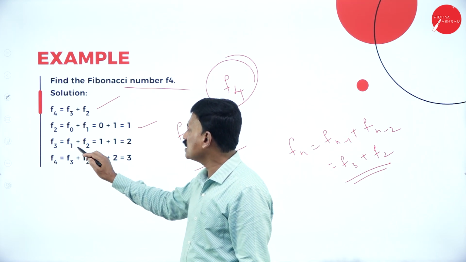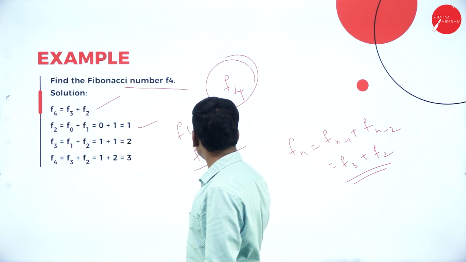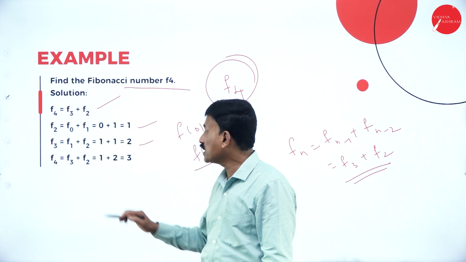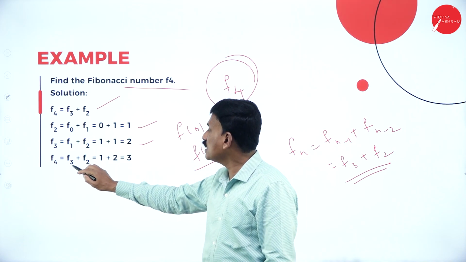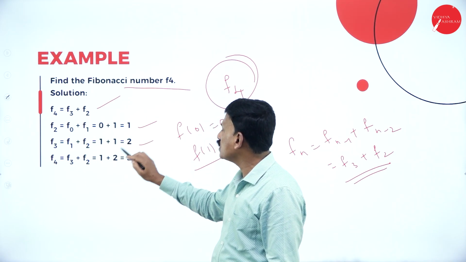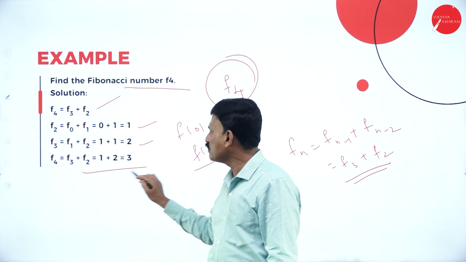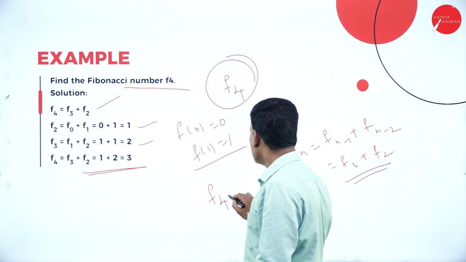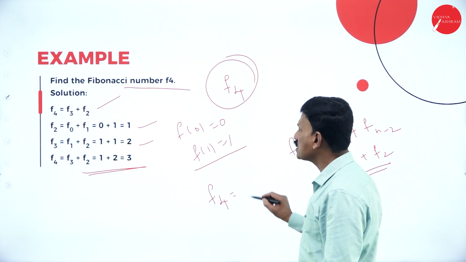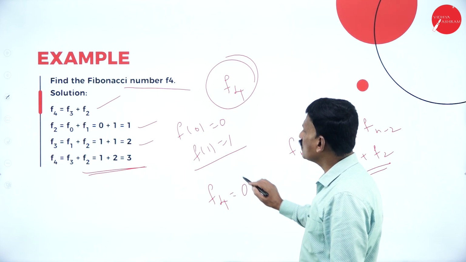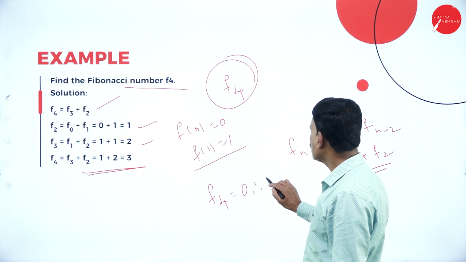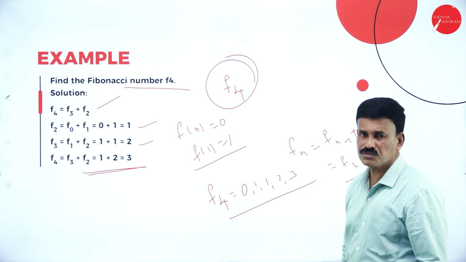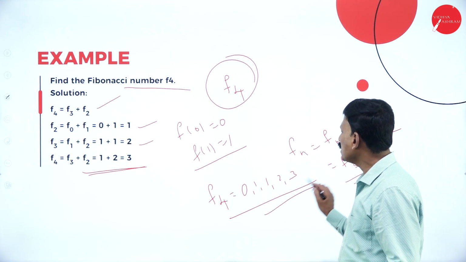Similarly, f3 can be written as f1 plus f2. What is f1? f1 is 1 and f2 is equal to 1, 1 plus 1 is equal to 2, and f4 can be written as f3 plus f2. F3 is 2 and f2 is 1, so 2 plus 1 is equal to 3. This is how we are going to find the value. So the values up to f of 4 are 0, 1, 1, 2, 3. That's it. This is how we find the Fibonacci series for f of 4.